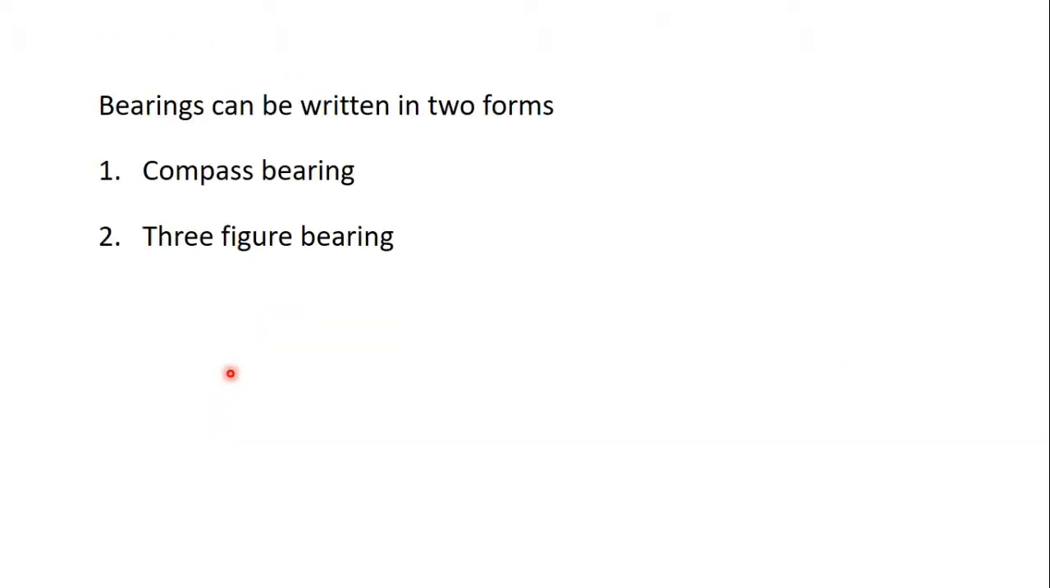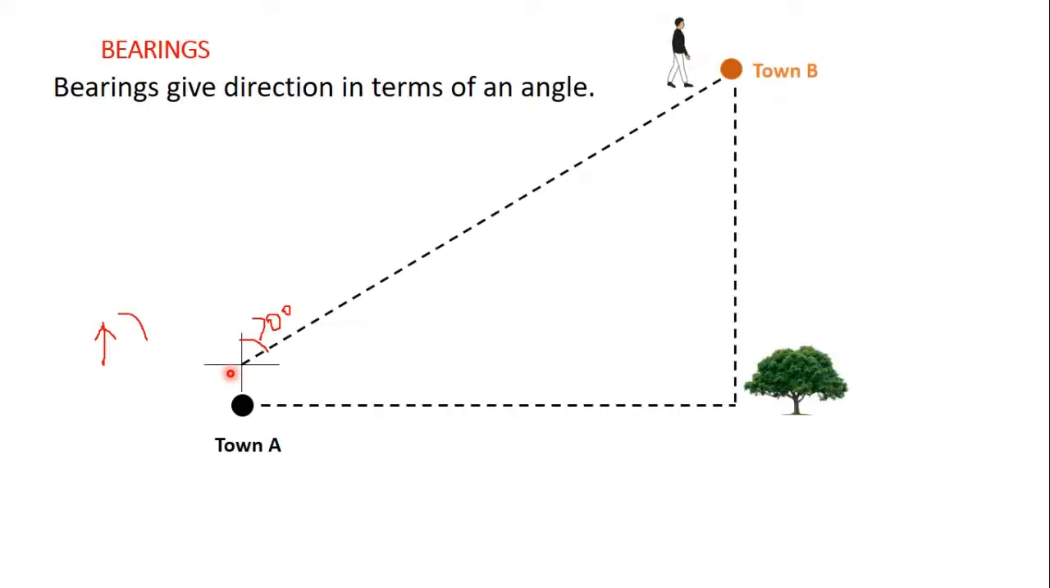Let's move on. Bearings can be written in two forms. The first one is the compass bearing, and the second one is the three-figure bearing. In these videos that you are going to watch, I will explain the compass bearings and the three-figure bearings in detail.